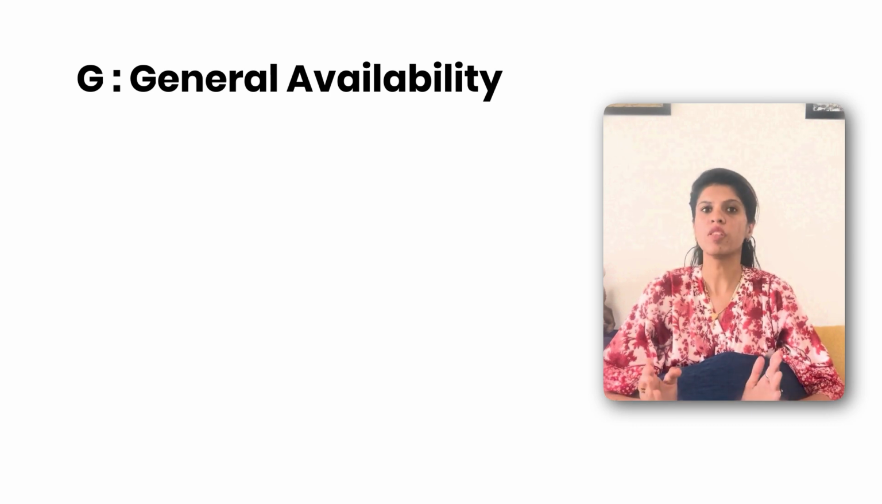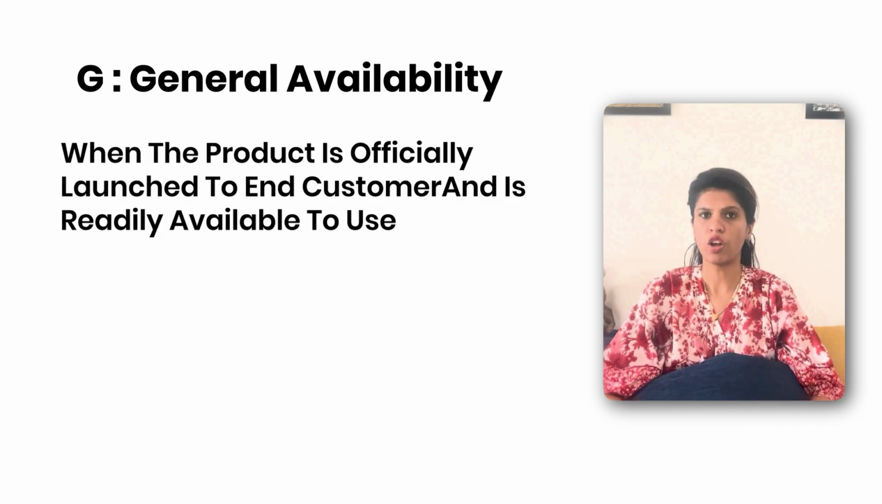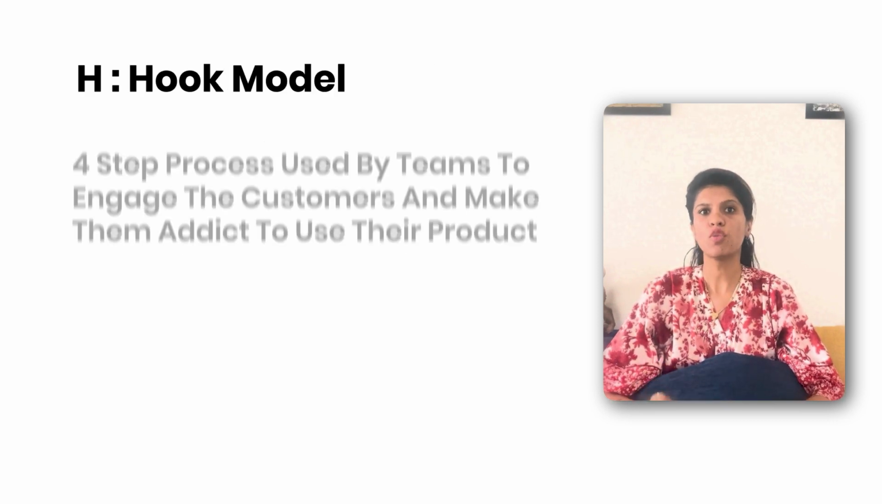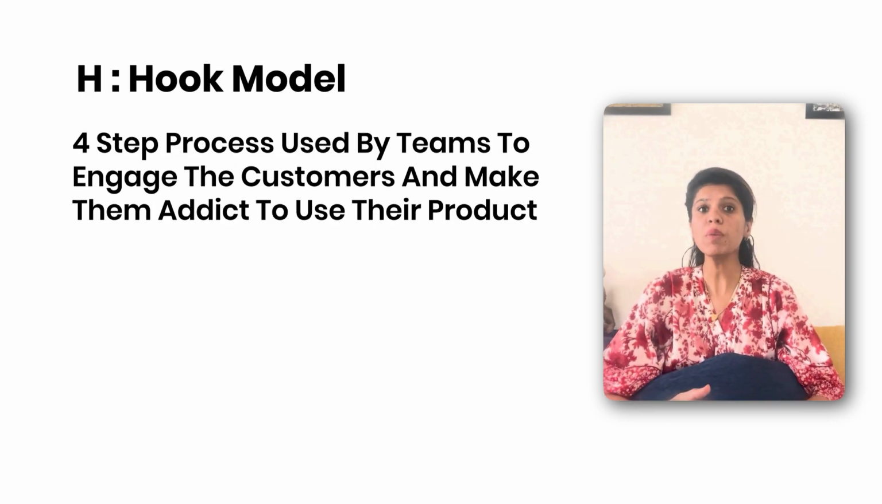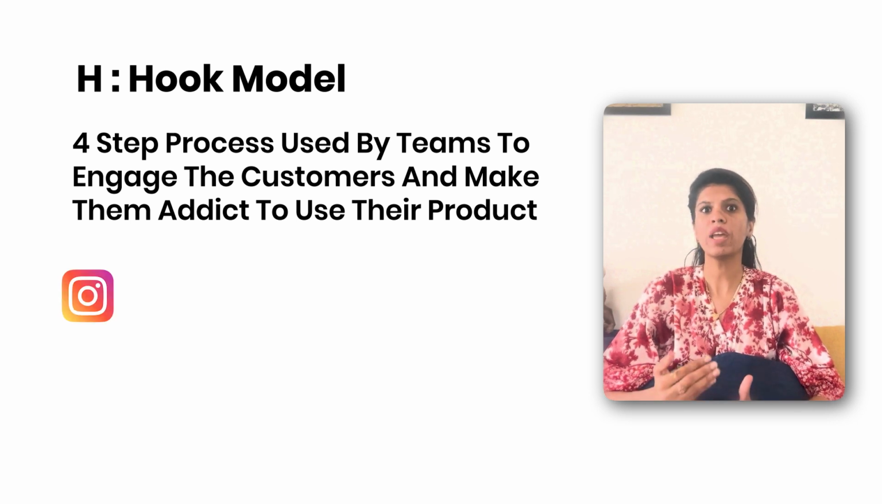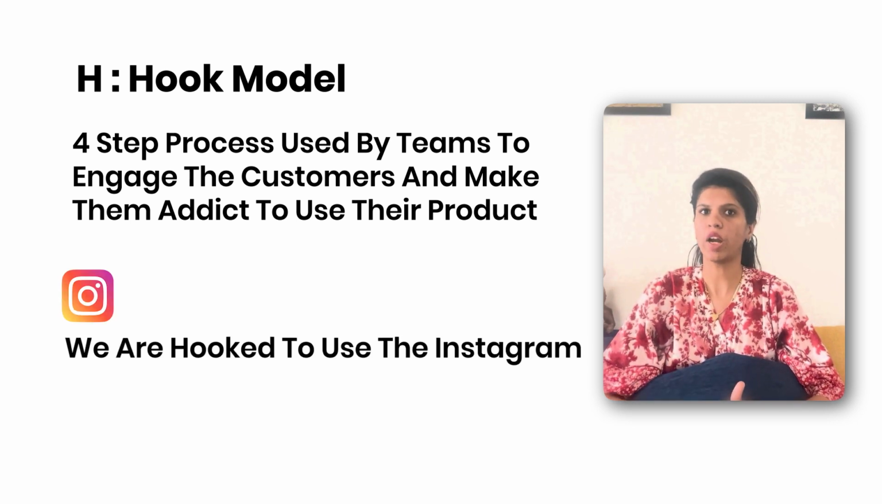General availability. So when the product is officially launched to the end customer and is readily available for external use. Hook model. It's a 4-step process that the team uses to engage their customers and make them addicted to their product. For example, we all are using Instagram these days. So we are all hooked to that particular product.